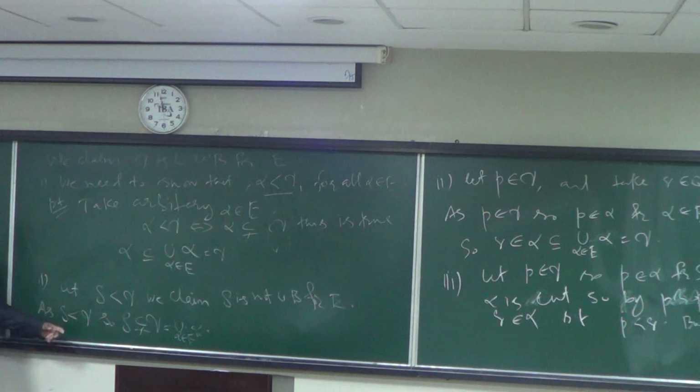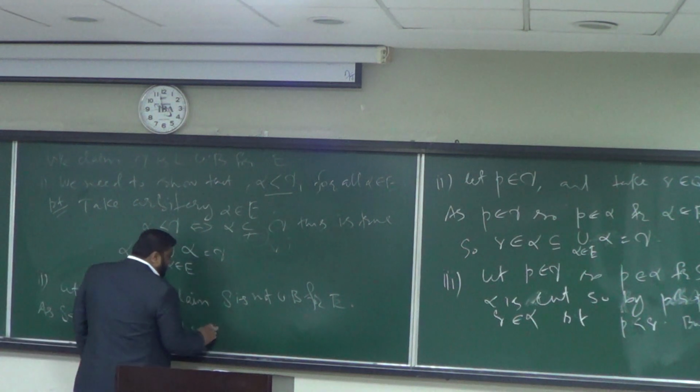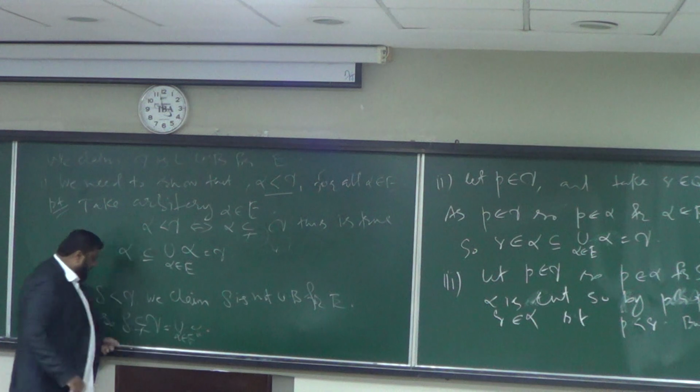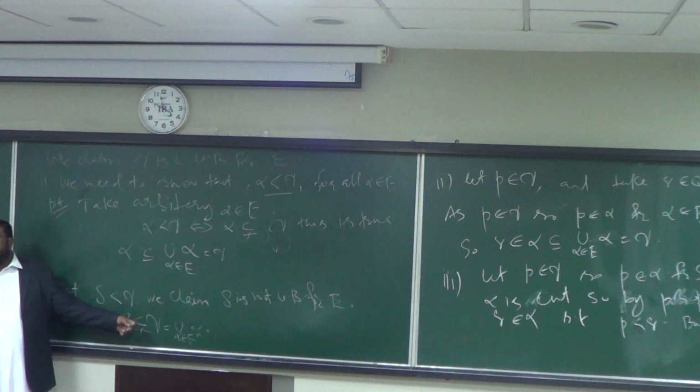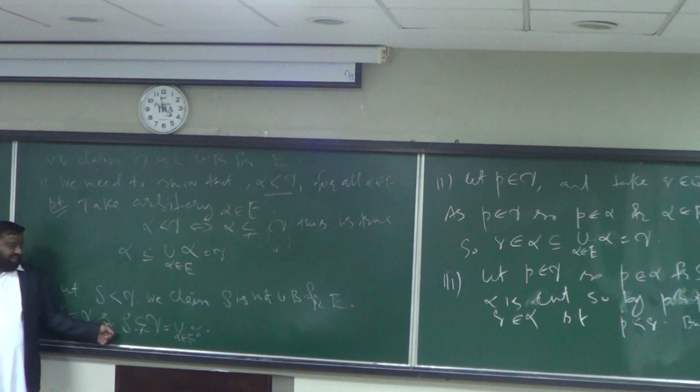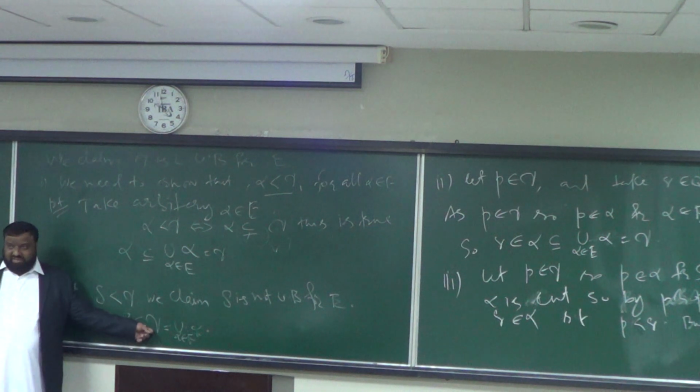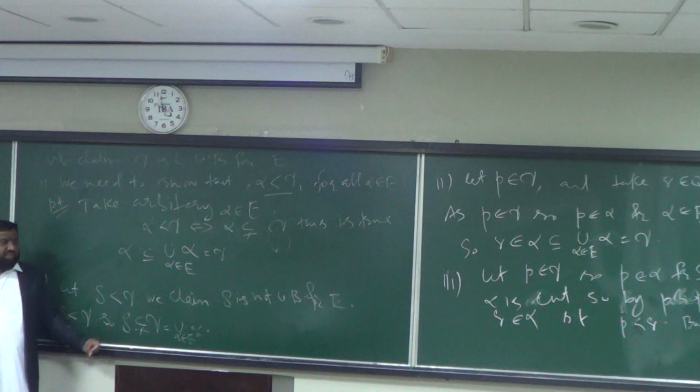So if this delta is properly contained in gamma, what does it mean? It means there is an element in the union, not in delta. So in other words, as delta is properly contained, delta is not equal to gamma. Okay, so there are elements here which are not here actually.